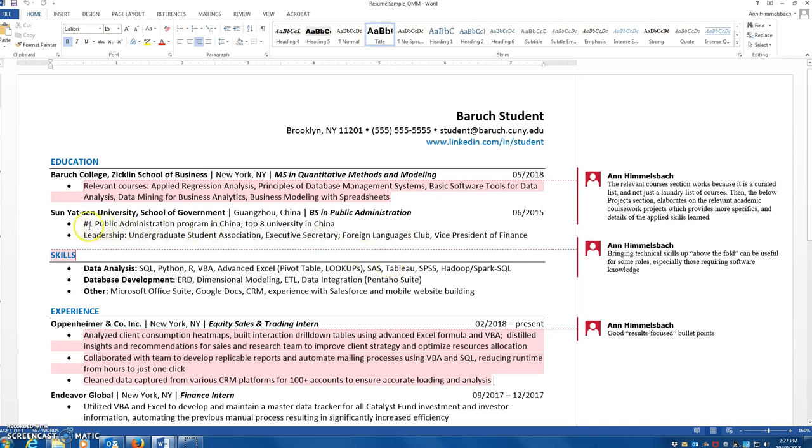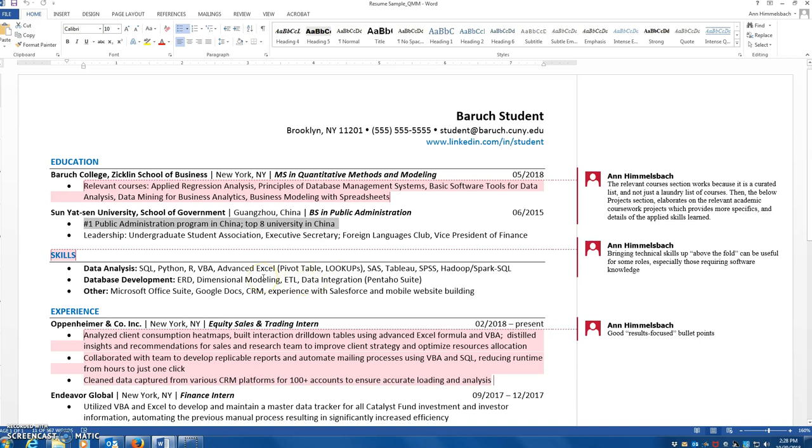Another thing I like about this resume is that they highlight here the ranking of their undergraduate university. So obviously those of us who are not from China may not recognize by name this particular university, so they're telling us that it's a great university, and by association that this student is also a great student because they were selected to attend this university. So overall, that provides you positive information about the candidate.